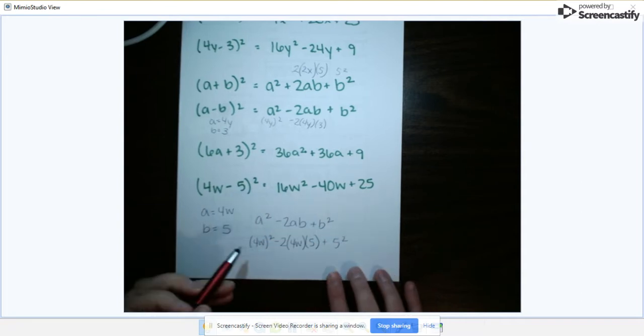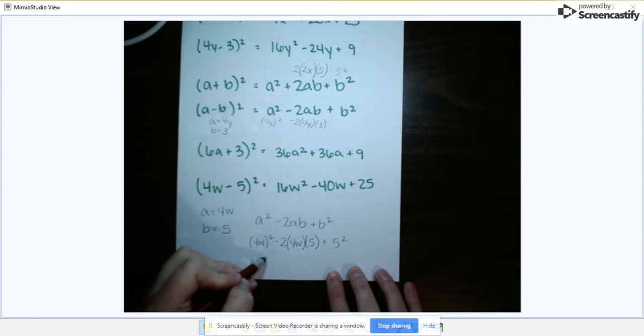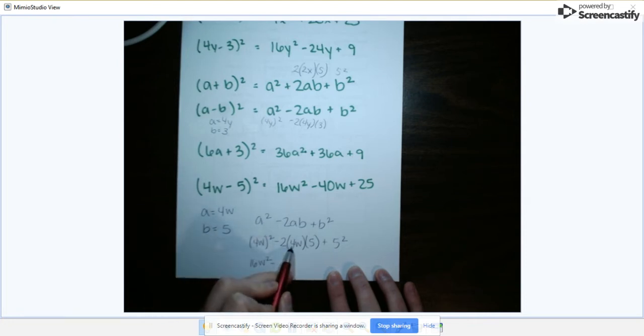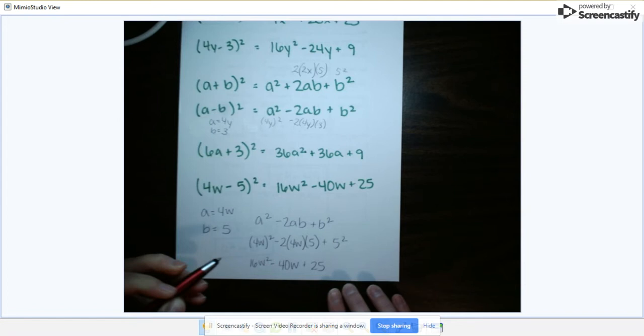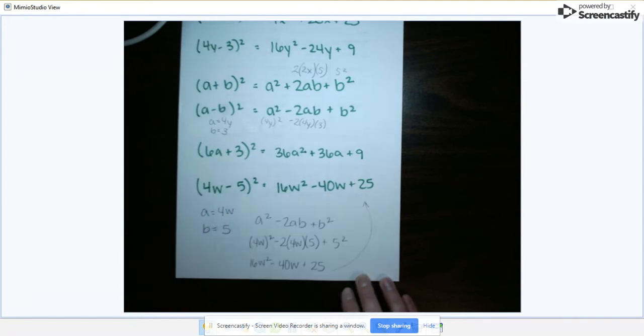Now we have to simplify. 4w squared, we take 4 squared, which is 16, and w squared, which is w squared. This will be a minus. 2 times 4 is 8. 8 times 5 is 40w. And 5 squared is 25, which gives us what I had up there.